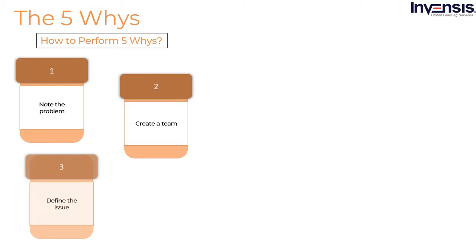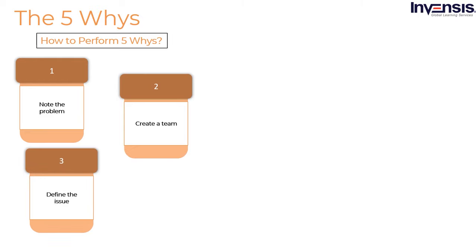The next step is, define the issue. Observe the problem. Discuss and note down all the details with your team and write a brief, clear problem statement. The last step is to ask questions, first why? Till 5 whys. Asking why may sound very simple, but answering it requires serious thought.